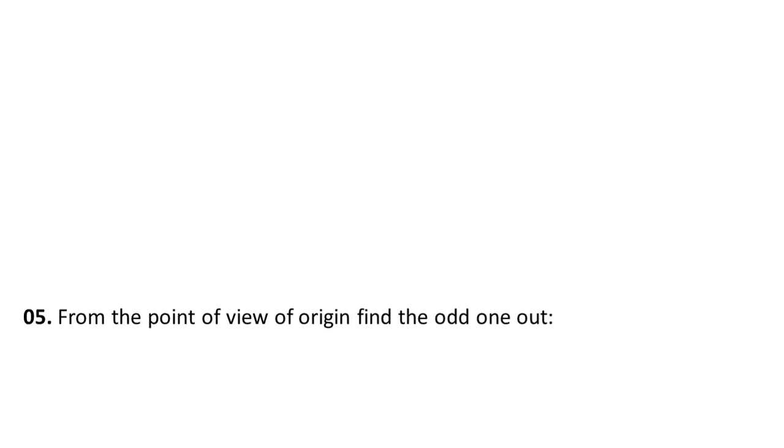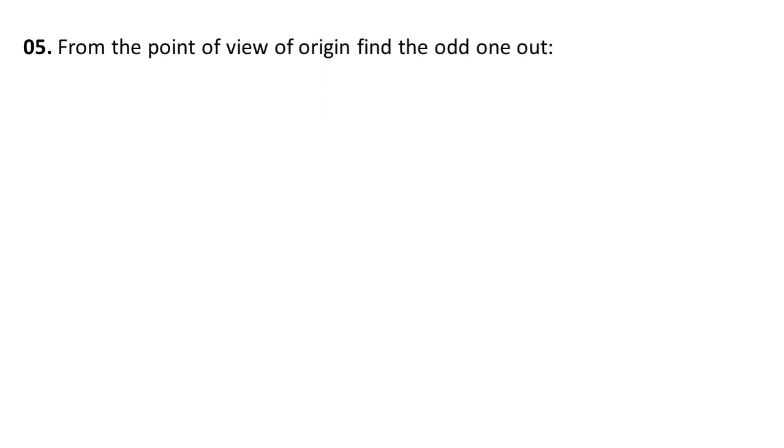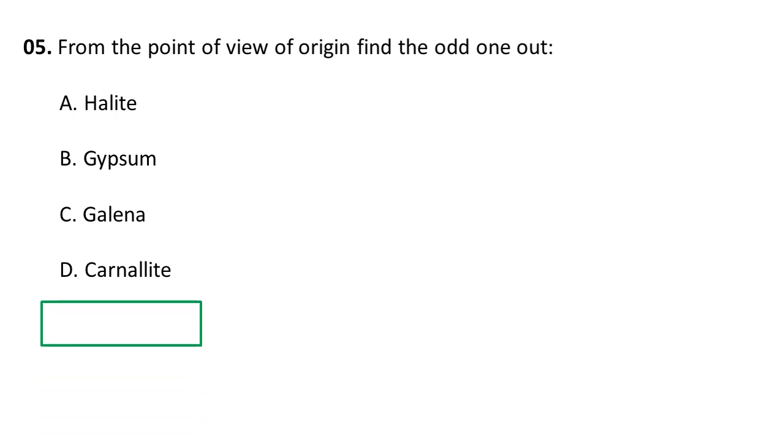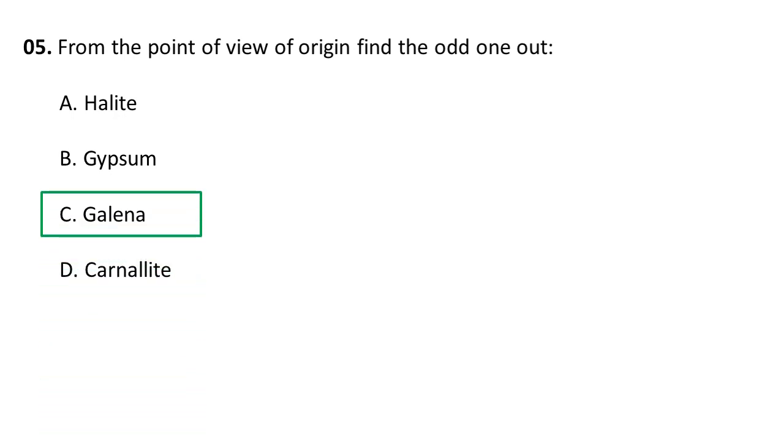Next question. From the point of view of origin, find the odd one out. The choices are A. halite, B. gypsum, C. galena, D. carnallite. So, from the point of view of origin, galena is different from halite, gypsum and carnallite, because halite, gypsum and carnallite are evaporite minerals. So, that is why galena is the correct option.